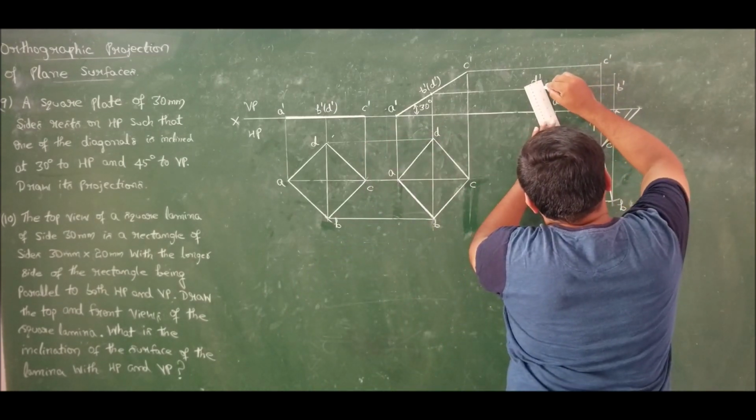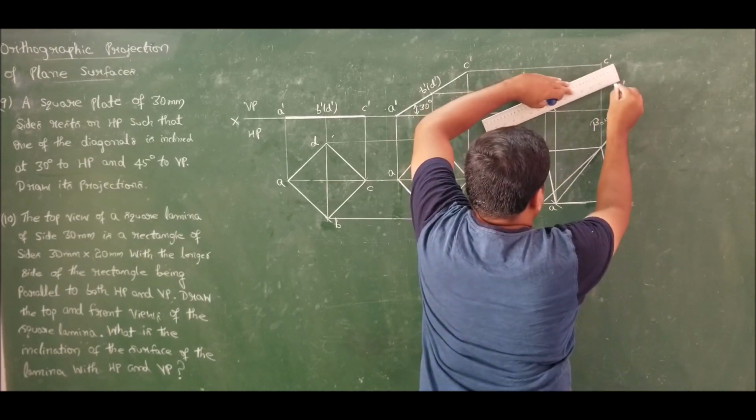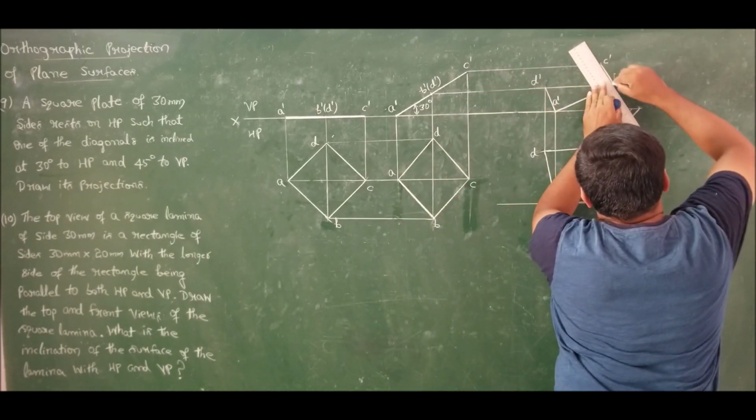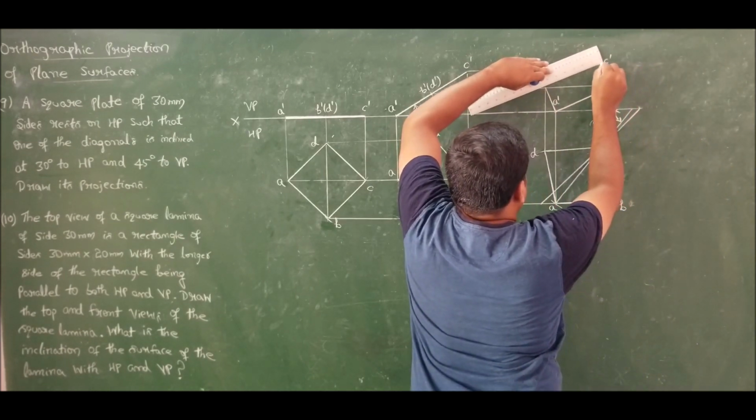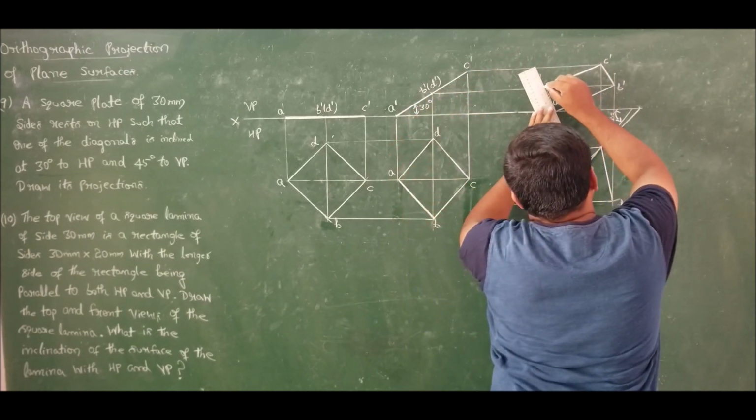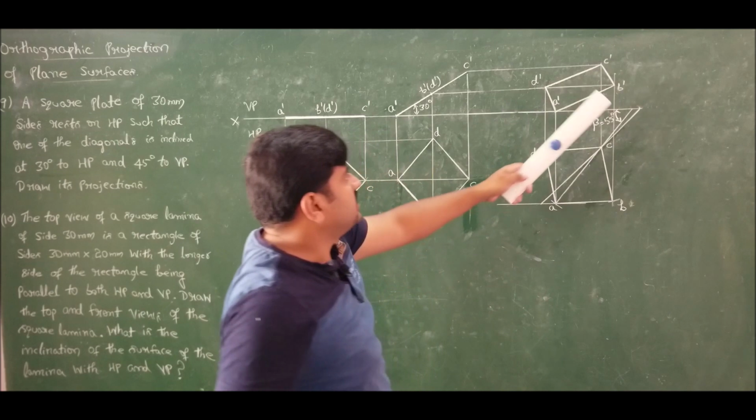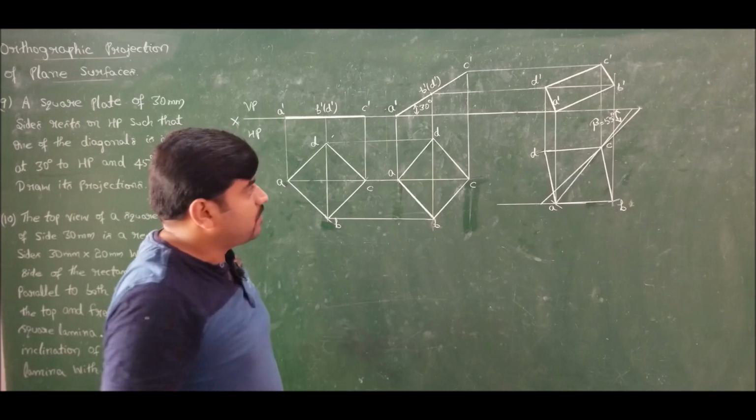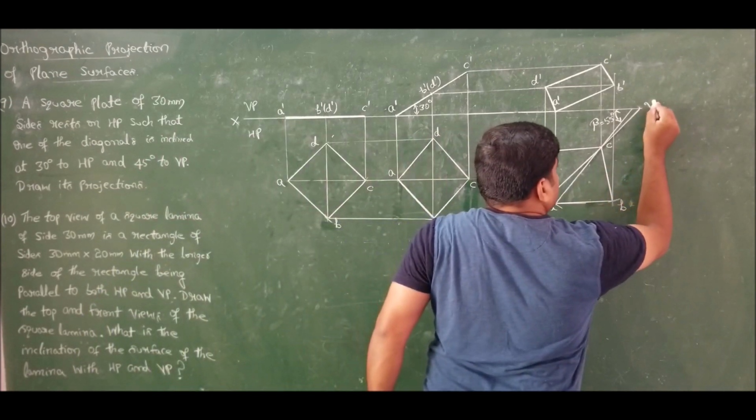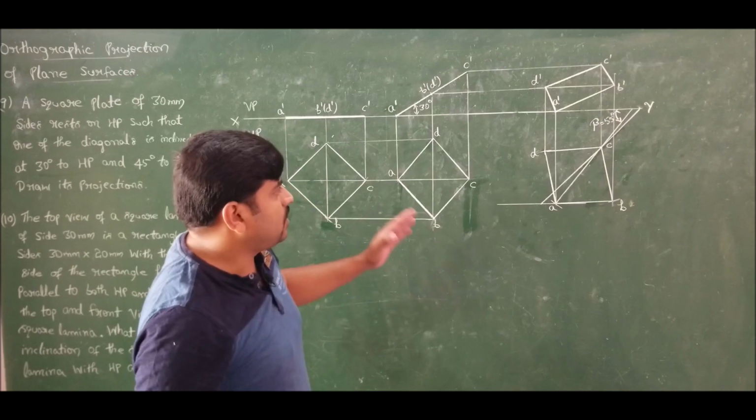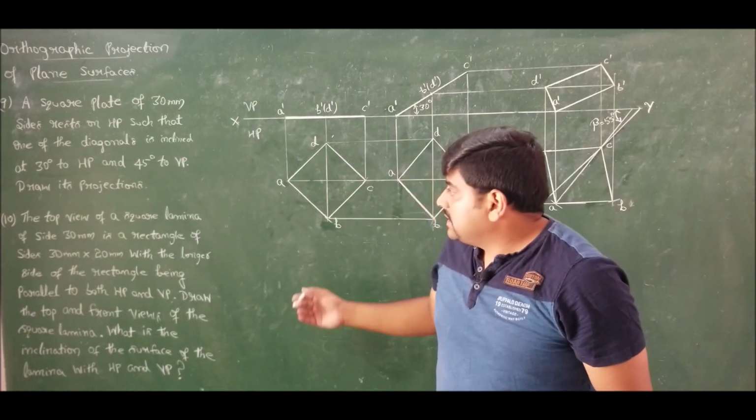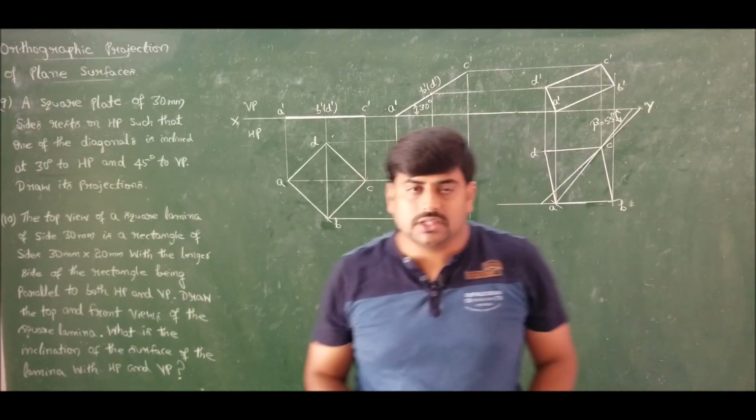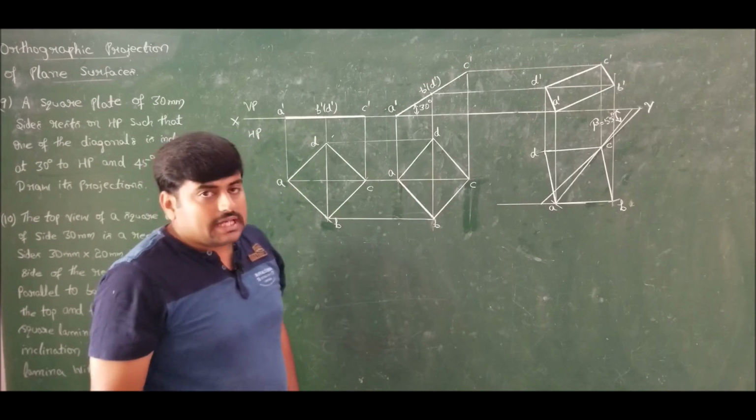Now draw it. A dash, B dash, C dash and D dash. So A dash, B dash, C dash, D dash is the required final front view for the given problem. Here we have Y. So this is a beta angle problem because the dimension of the diagonal is not constant throughout the problem. It is varying from position to position. So therefore this is a beta angle problem.